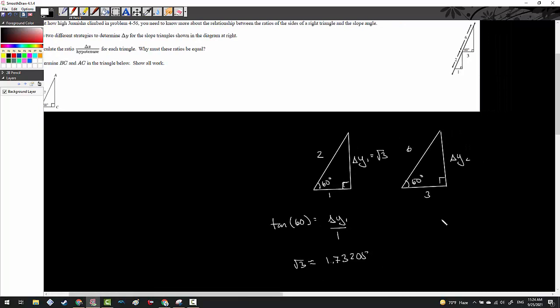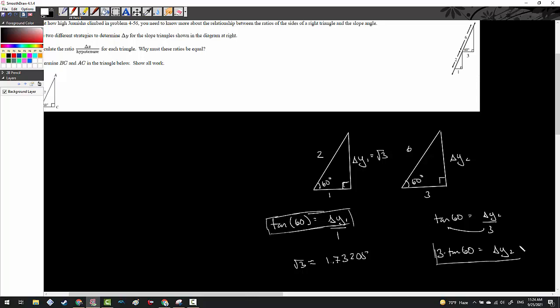Now on this one, I could do the same thing. I could say that tangent of 60 is equal to delta y2 over 3. Multiply this guy over, so 3 times tangent of 60 is equal to delta y2. Now I'm going to stop right here and leave it in calculator ready form, because check it out. This delta y1 is tangent of 60. And the delta y2 is 3 times tangent of 60.